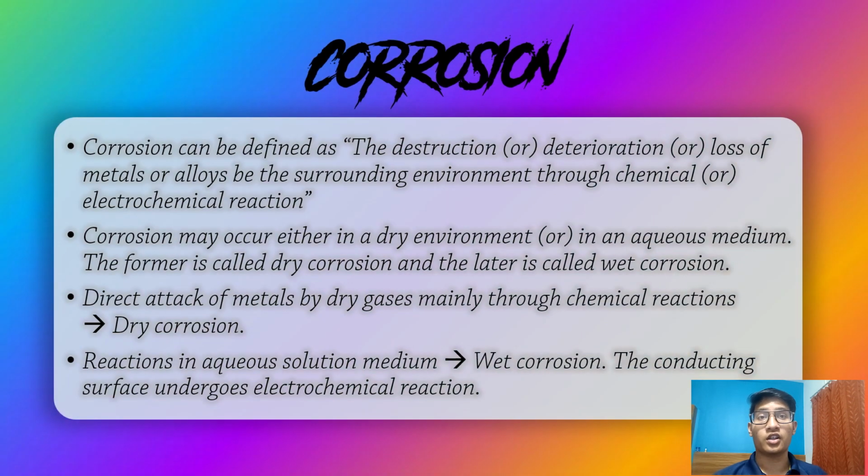Corrosion can be defined as the destruction or the loss of metals or alloys by the surrounding environment through chemical or electrochemical reactions. Corrosion may occur either in a dry environment or an aqueous medium. The former is called dry corrosion and the latter is called wet corrosion. Direct attack of metals by dry gases mainly through chemical reactions is dry corrosion. Reactions in aqueous solution medium are wet corrosion. The conducting surface undergoes electrochemical reactions in wet corrosion.